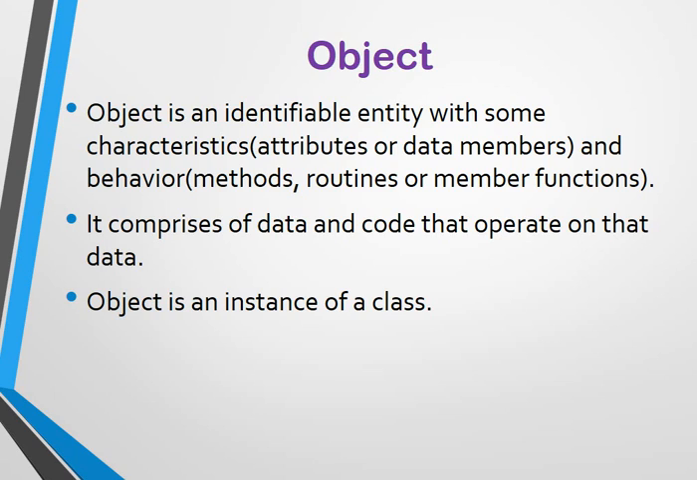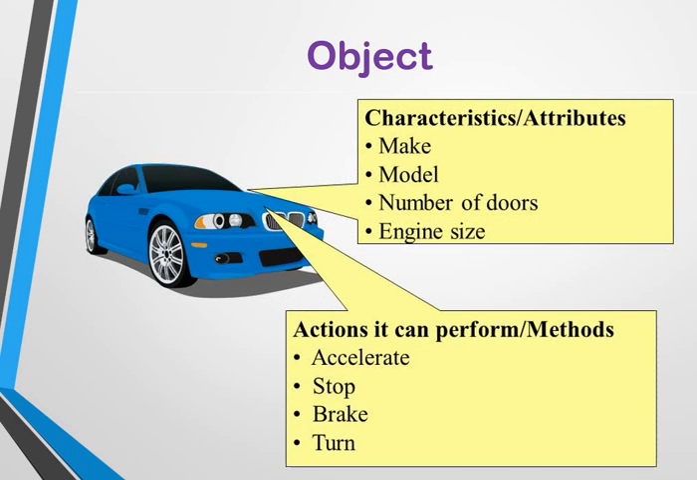Let us consider, for example, a plant. So what will be the characteristics? The characteristics will be the name of the plant, color, its leaves, its types, flowering or non-flowering plant and so on. And the behavior will be producing flowers, producing fruits and so on.